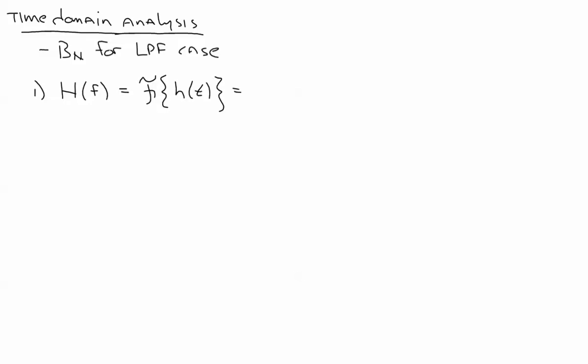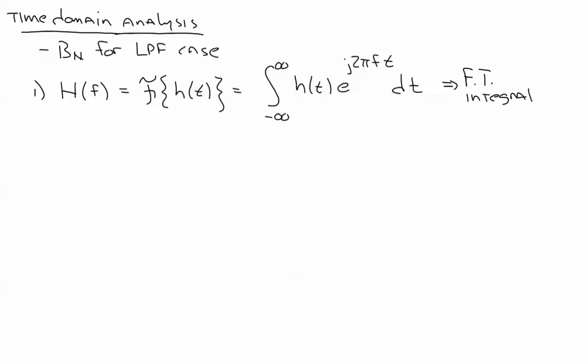And that can be written as the integral from minus infinity to plus infinity of h of t, e to the minus j 2 pi f t, dt. All right, that is the integral relationship for the forward Fourier transform. Okay, that's the Fourier transform integral.